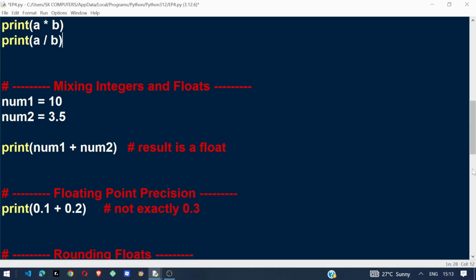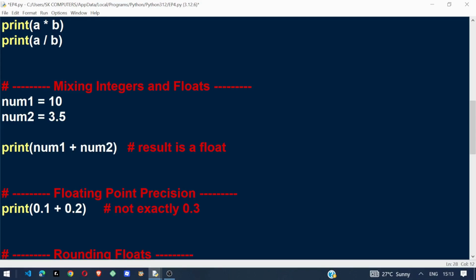You can use floats with all normal math operations. Addition, subtraction, multiplication, and division all work the same. Python automatically handles the math for you. This is floating point precision. This is very important.